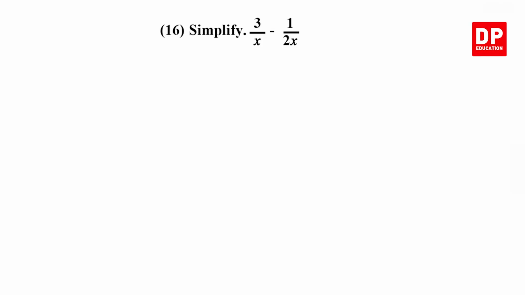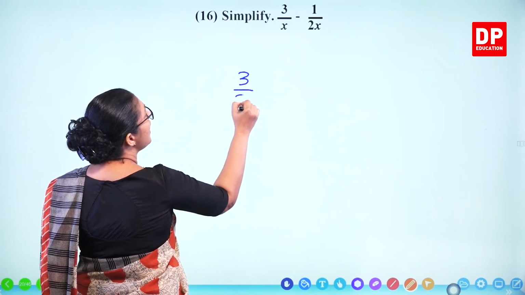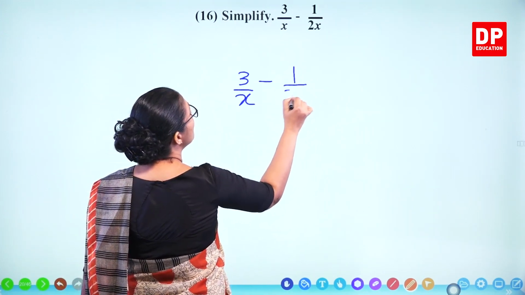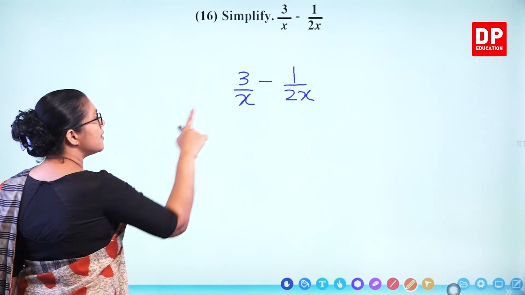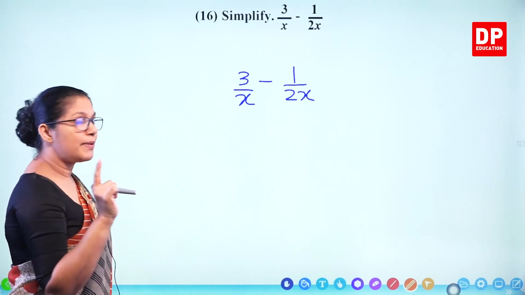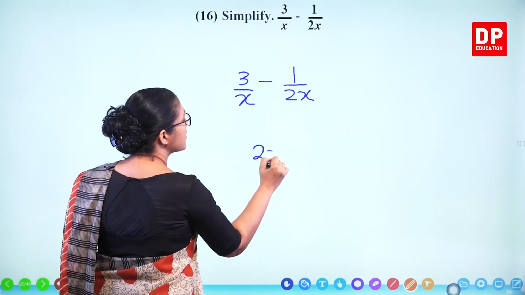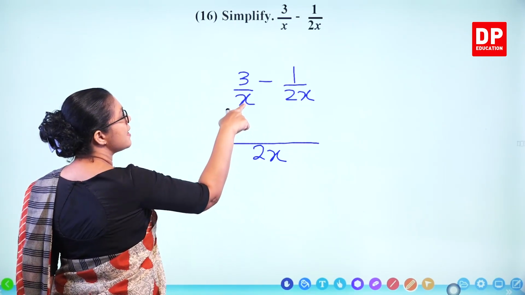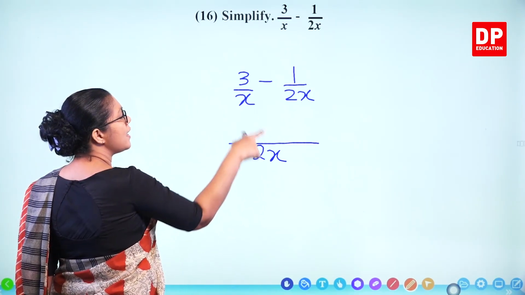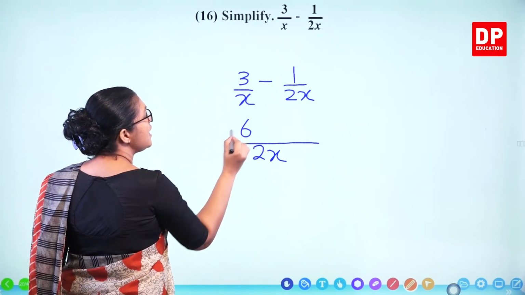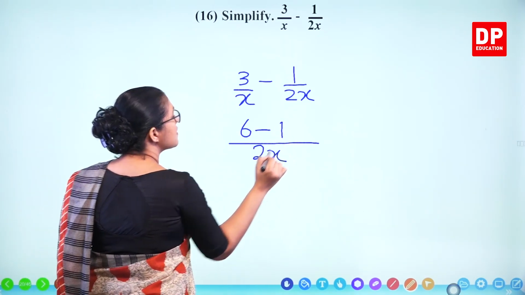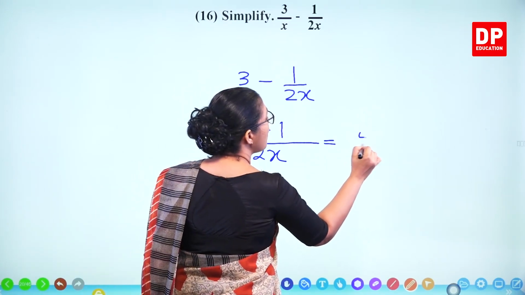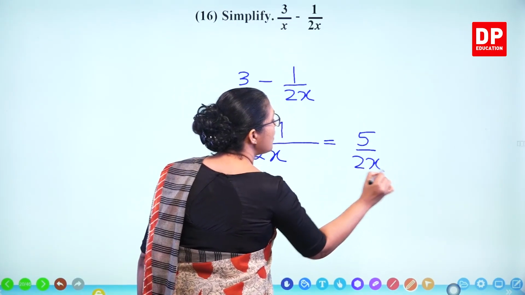16th one, simplify. 3 over x minus 1 over 2x. So what's the lowest common multiple of x and 2x? That's 2x. Convert both to 2x. Here you have to multiply by 2 to get 2x. 2 times 3, 6. 6 minus 1 becomes 5 over 2x.